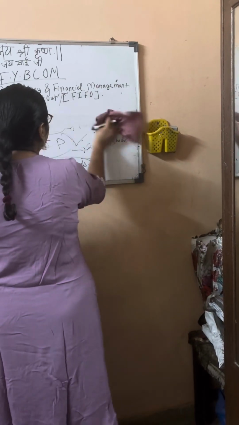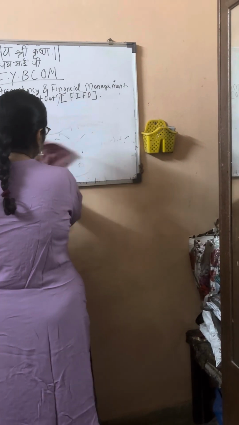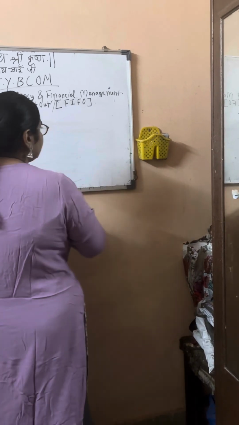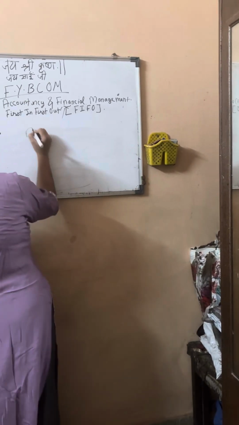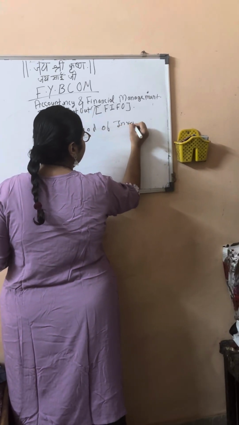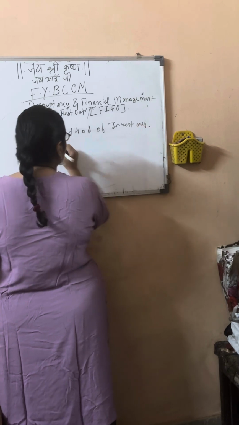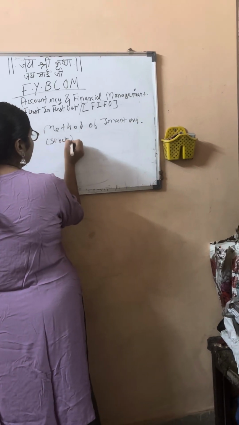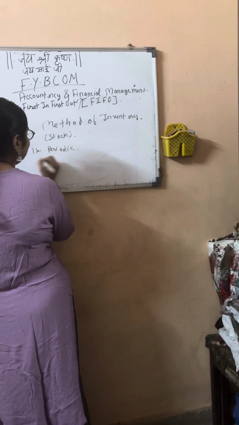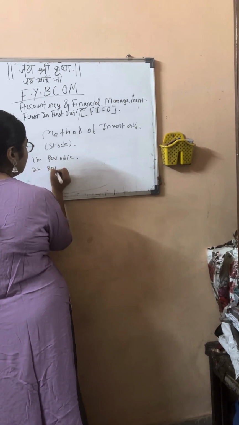The first method of inventory, which is also known as stock, is the periodic method. First is periodic. Second is perpetual.